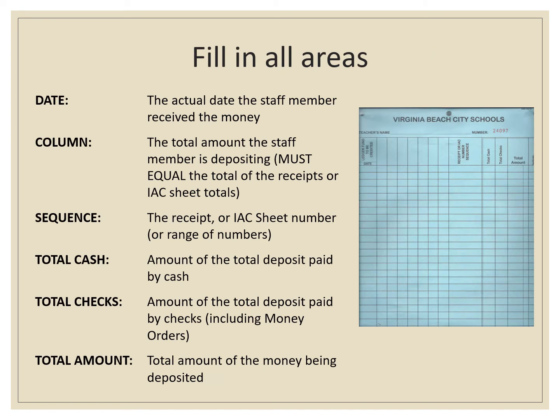Fill in all areas of the blue transmittal envelope. Date will be the actual date the staff member received the money. In the columns, the total amount the staff member is depositing must equal the total of the receipts or IAC sheet totals. The sequence would be the receipt or the IAC sheet number or range of numbers. Total cash will be the amount of the total deposit paid by cash. Total checks is the amount of the total deposit paid by checks, including money orders. The total amount will be the total amount of the money being deposited.